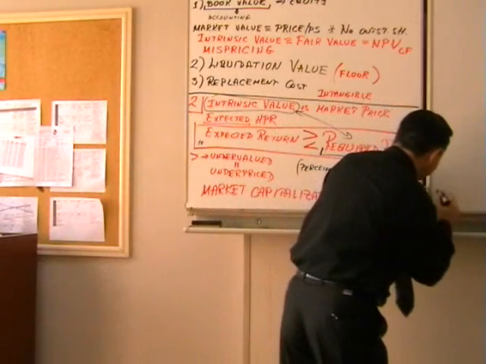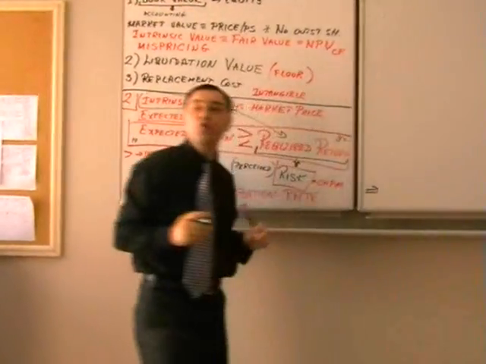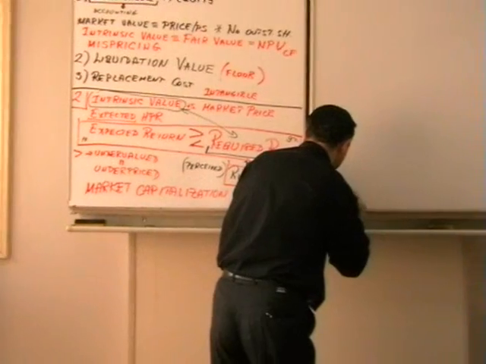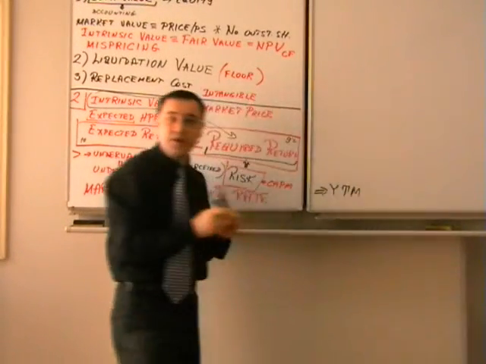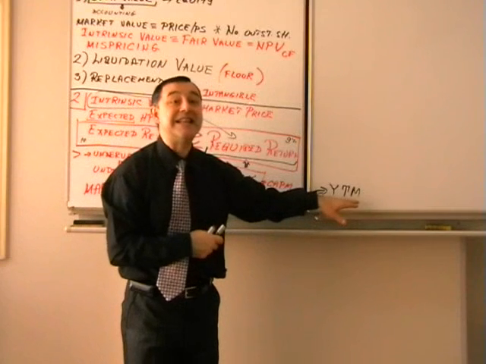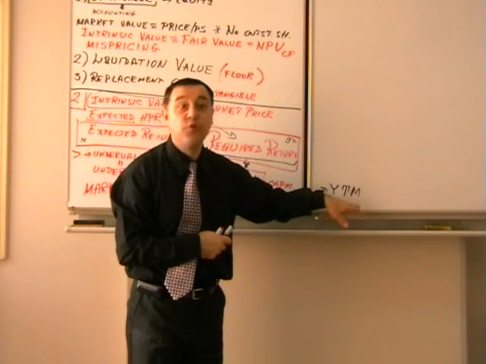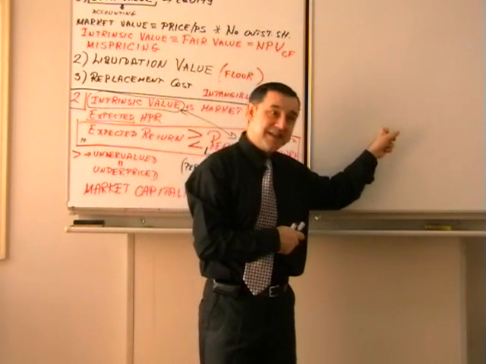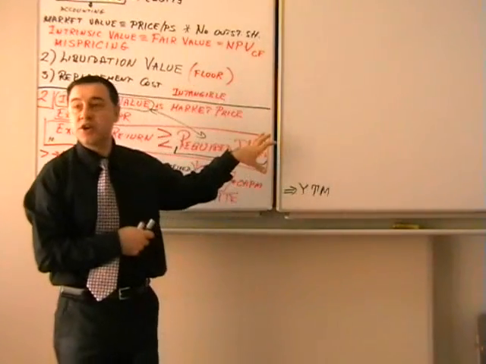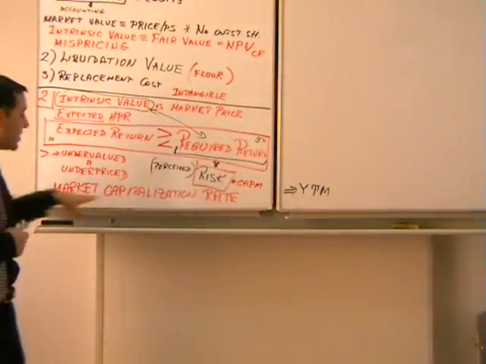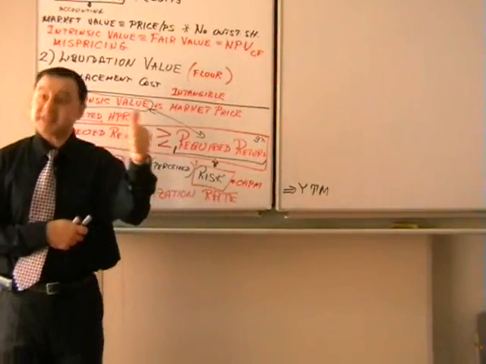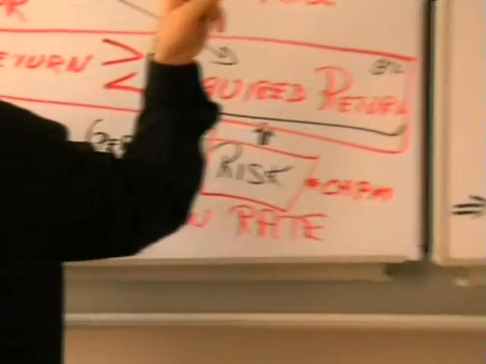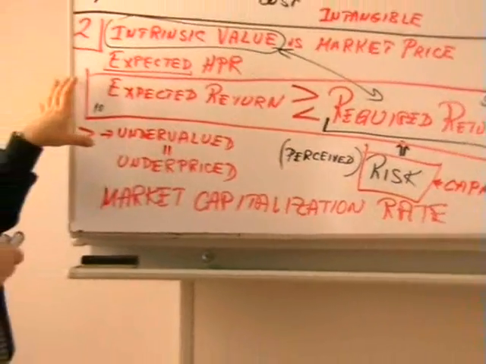So, this is for the bonds equivalent of yield to maturity. So, the yield to maturity is the discount factor for a bond, the discount factor which equates expected future cash flows to the current market price. Well, the market capitalization rate is the discount factor which equates future cash flows, that will be dividends or earnings, to the current market price.